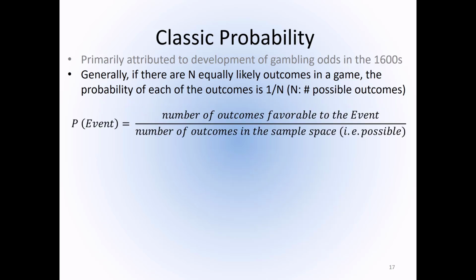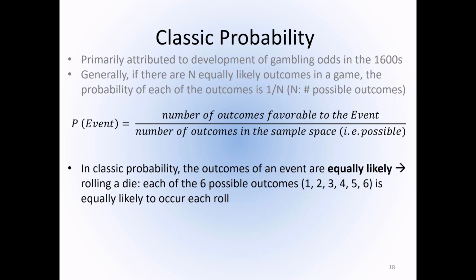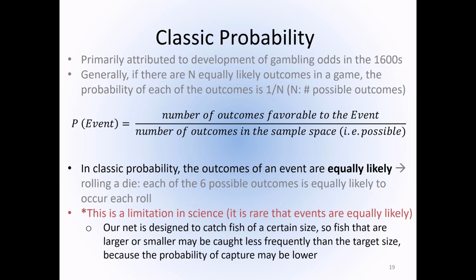So the probability of any event when we're thinking about classic probability is the number of outcomes that are favorable to that particular event over the number of possible outcomes in that sample space. Now, in classic probability, all of these outcomes are equally likely. This is a key factor to this. And this is also a limitation, because in science, it's pretty rare that events are equally likely to occur.